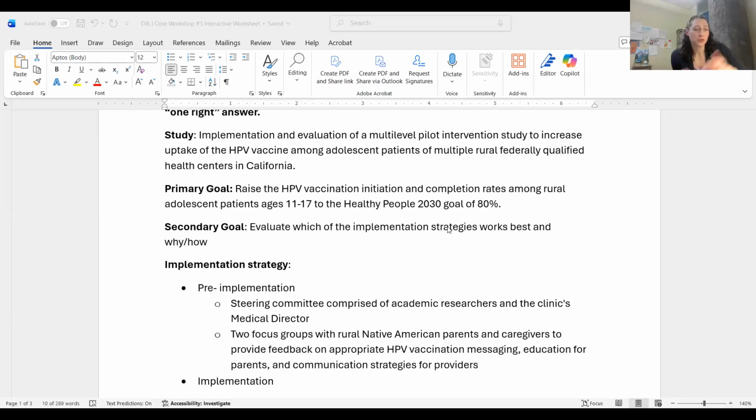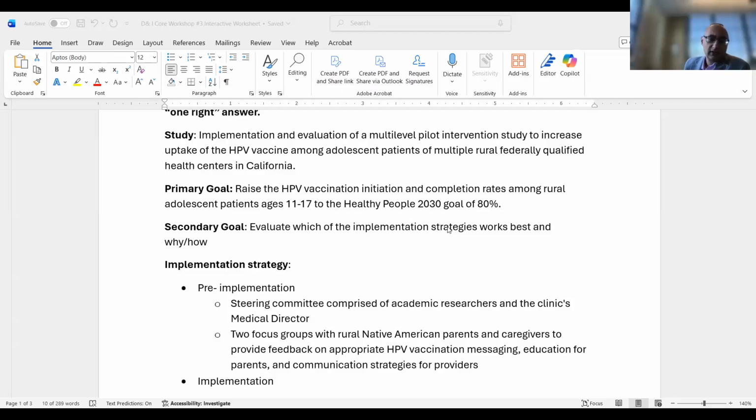Right, because we know HPV vaccination is effective, right? So they're not trying to test whether the vaccine is effective at preventing HPV, right? They're trying to test how do we get people to uptake this effective intervention, right? Any other thoughts? Like, again, there's not really a right or wrong. It's just different things we could think about, right?